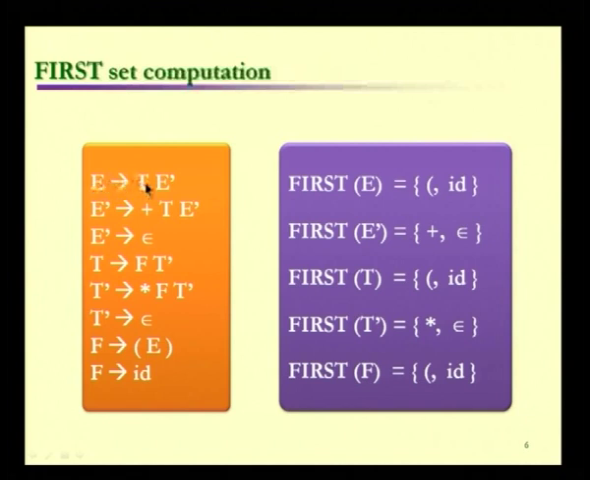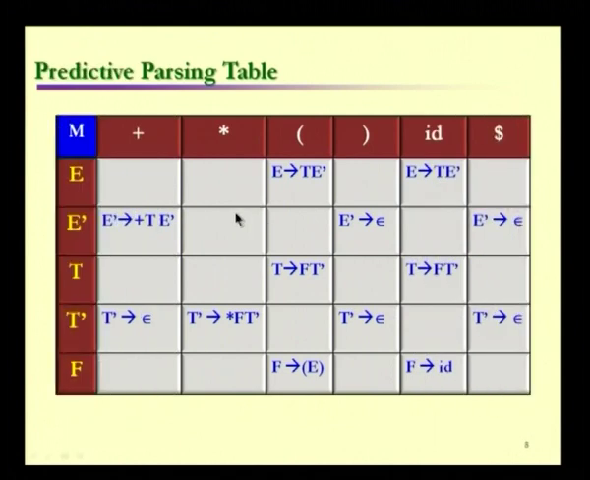There are two intersections in this predictive parsing table. One is E comma ID and another one is E comma opening bracket. So what we should write is E derives T E dash. So that is what here we are having. We have E derives T E dash and E derives T E dash in the row meant for E and in the column meant for opening bracket and ID, as we find that opening bracket and ID are available in the first set of T E dash.